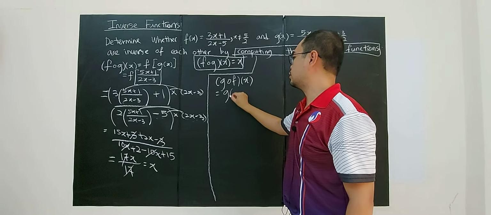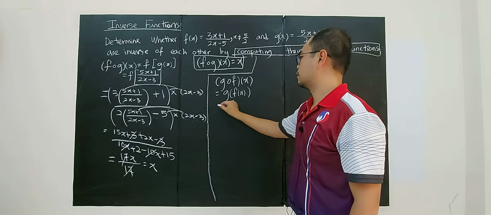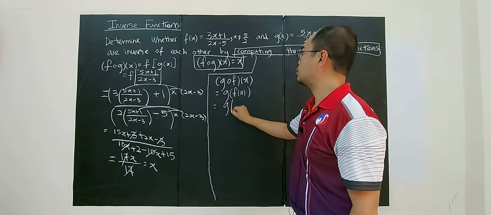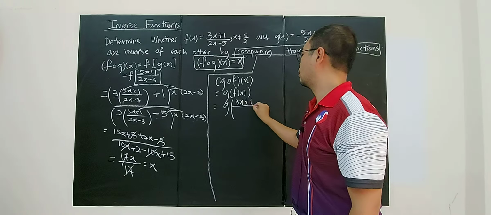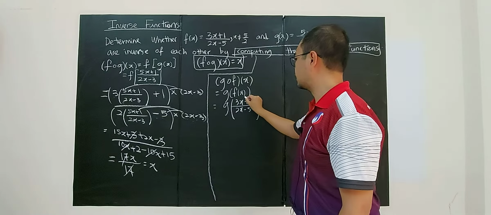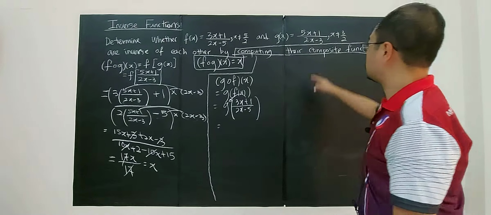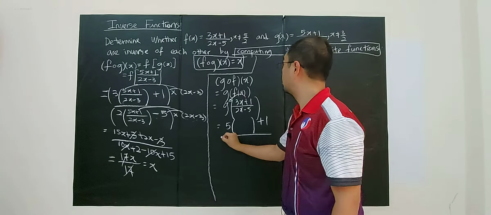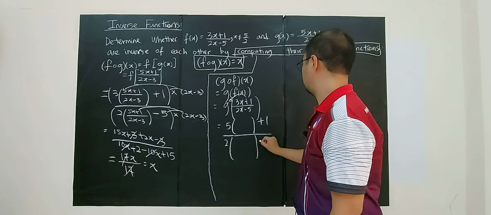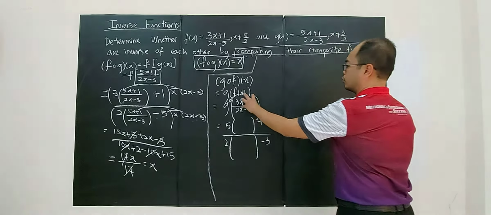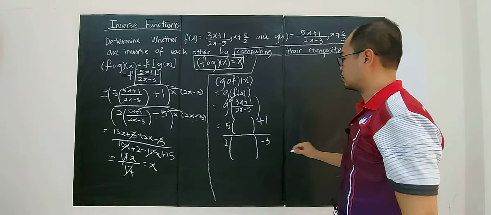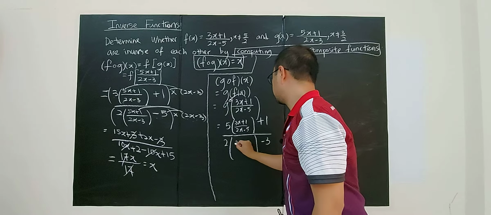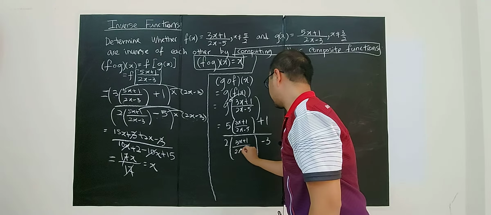Means that G of F of x, so you will be putting the F of x into your G. Your F of x will be 3x plus 1 over 2x minus 5, and you're taking this and putting it into the G, which is 5x plus 1 over 2x minus 3. So you're going to put this into the x here. So it will be 3x plus 1 over 2x minus 5, 3x plus 1 over 2x minus 5.